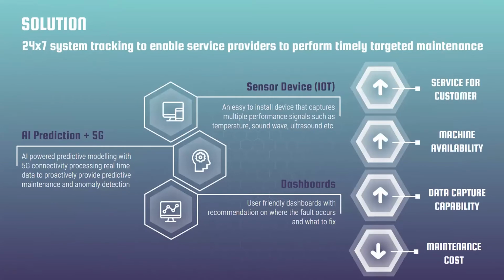So what is the solution that we're bringing? We are proposing 24/7 system tracking to enable service providers to perform timely, targeted maintenance. We are building a sensor that tracks various signals, including but not limited to temperature, sound waves, and ultrasound waves, leveraging the ability of AI to predict anomalies. Then we notify our customers so they can reach out to the service providers and seek services in advance. As a result, we can improve user experience, improve machine availability, increase data capture capability, and save maintenance costs.